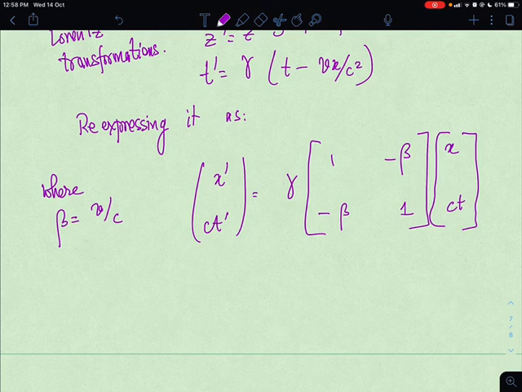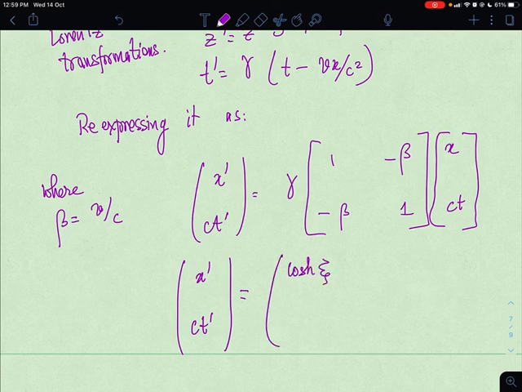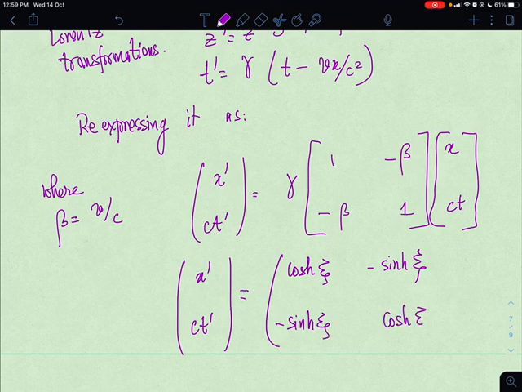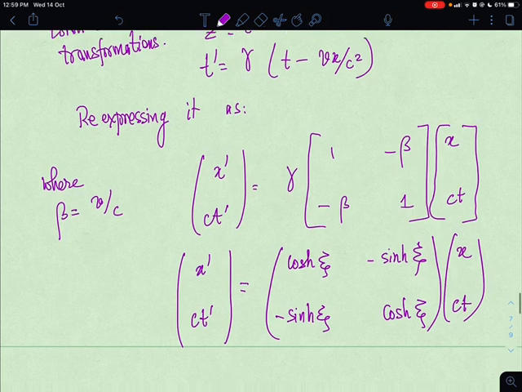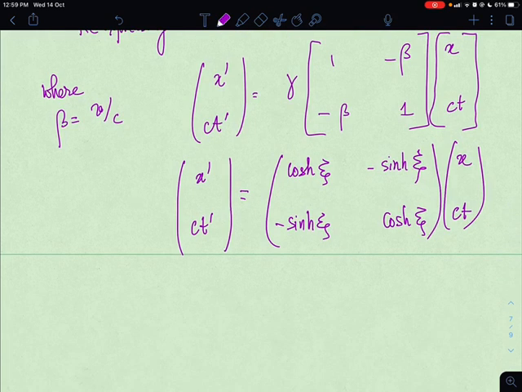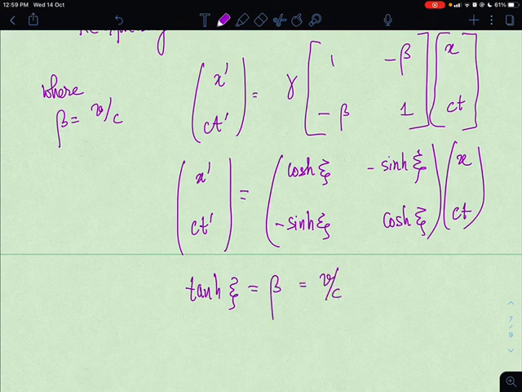Okay, so this again I re-express in terms of x prime, ct prime is equal to cos hyperbolic psi, minus sine hyperbolic psi, minus sine hyperbolic psi, cos hyperbolic psi, into x, ct, where psi is defined by tan hyperbolic psi is nothing but your beta, which is nothing but v by c. So, psi is something called the rapidity.